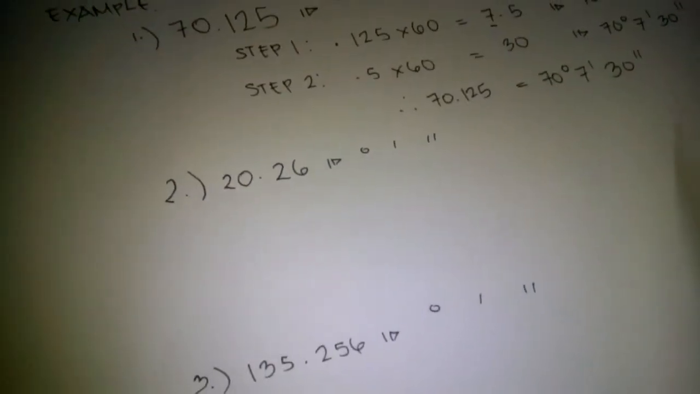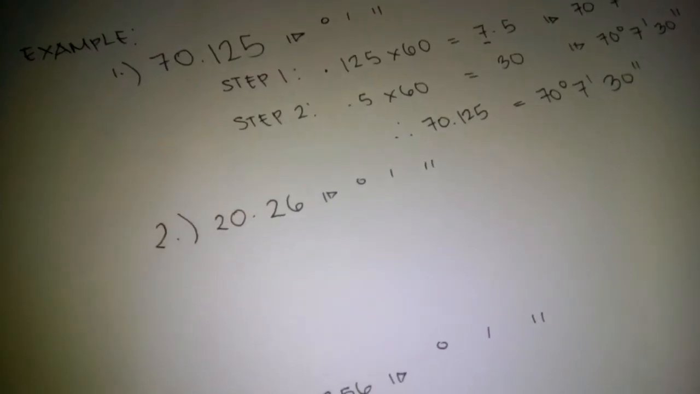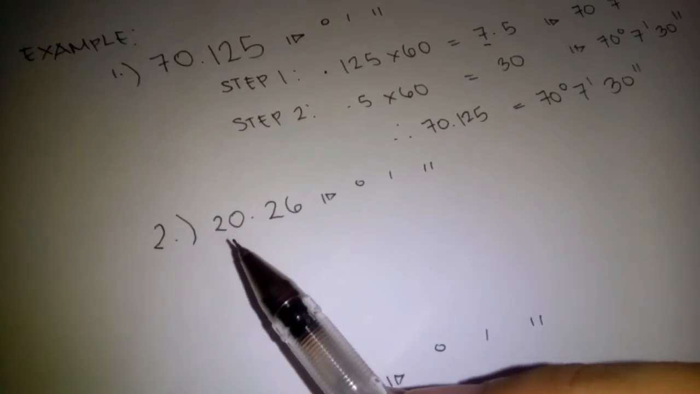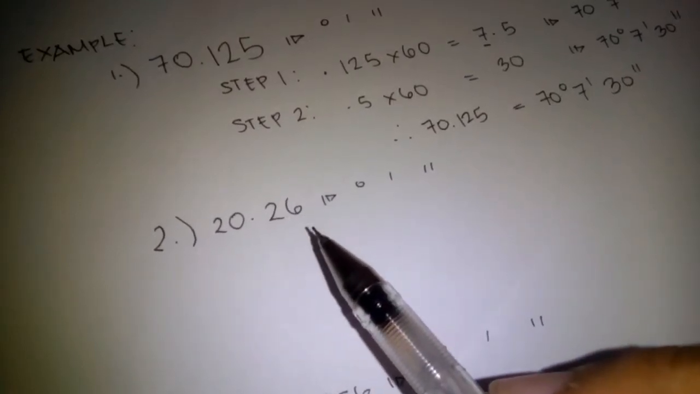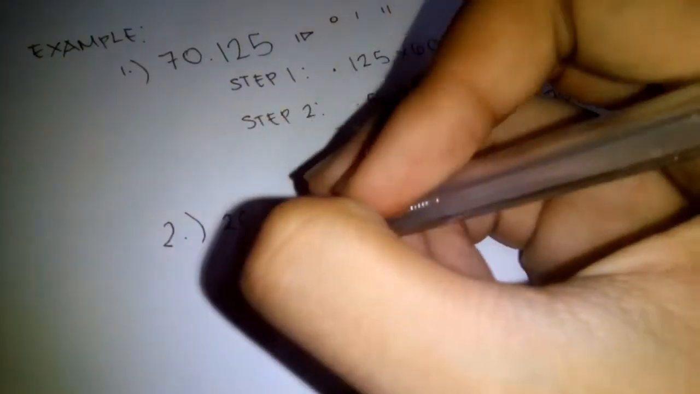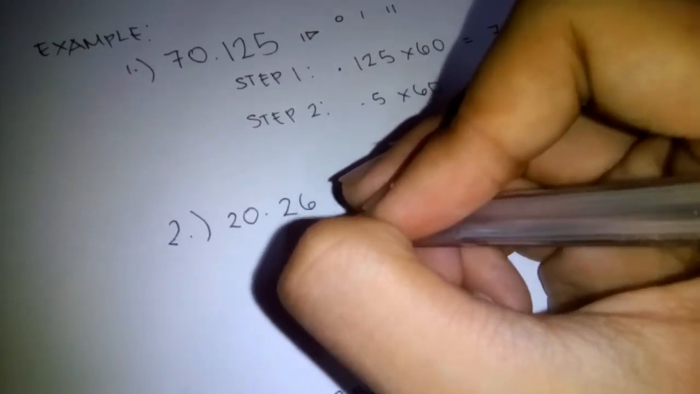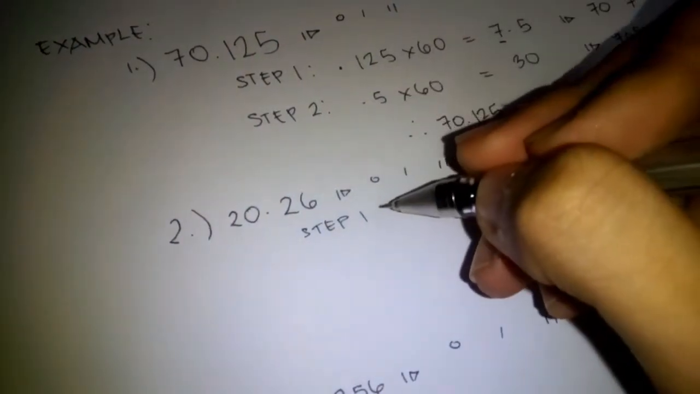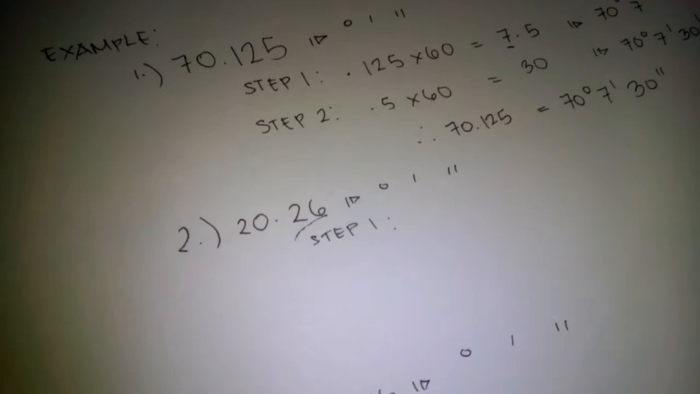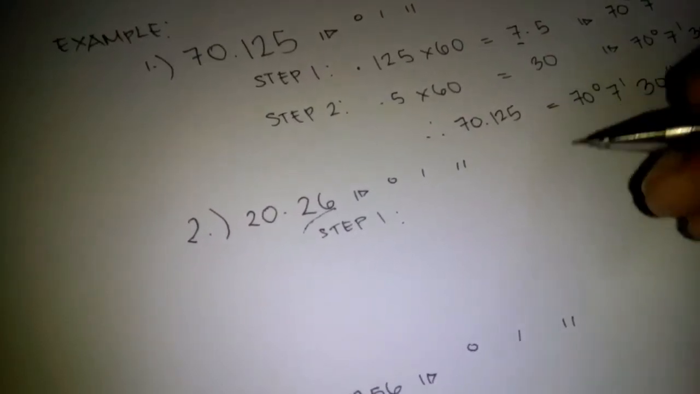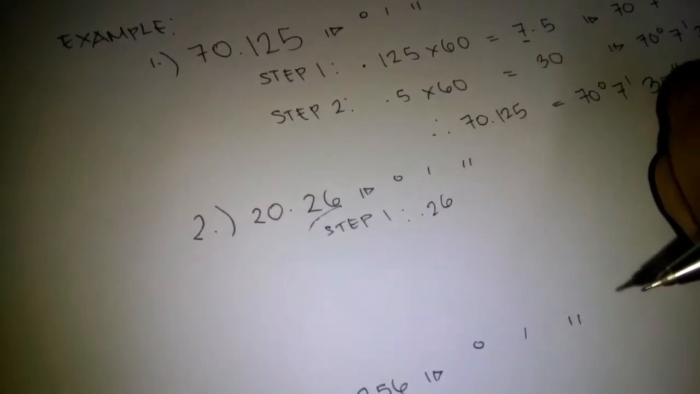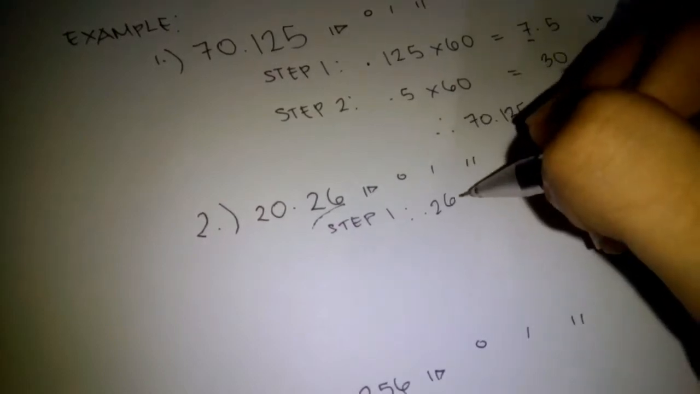So now let's have our second example. I will teach you how to do it. Our given is 20 and 26 hundredths. We need to convert it to degree, minutes, and seconds. So our step 1: we need to copy this decimal part. So our decimal part is 26 hundredths. Let's copy 26 hundredths. So we need to multiply it by 60.